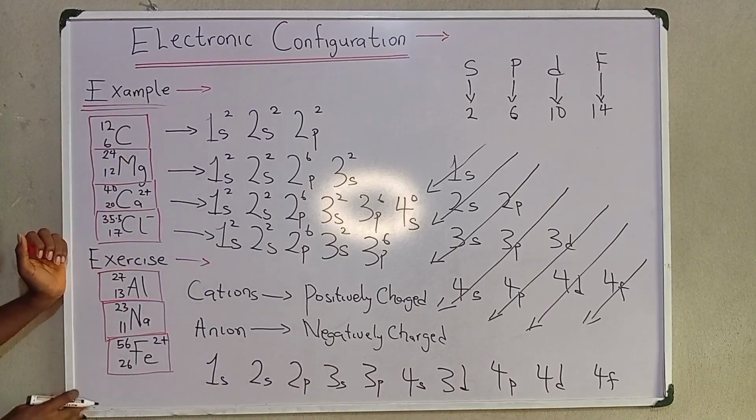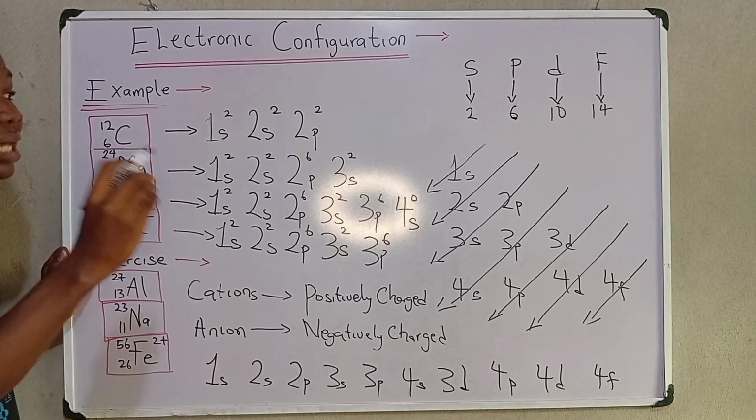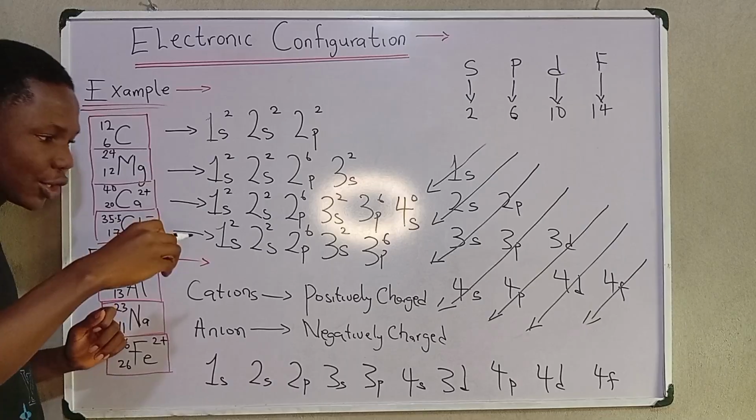I believe by this time you must have understood that writing electronic configuration is very, very simple. Now, these are your exercises which you are going to take down and drop the answer in the comment section.